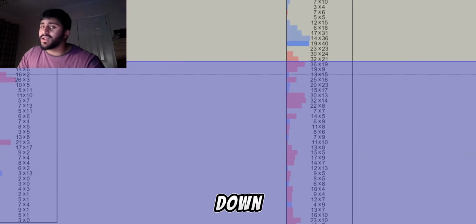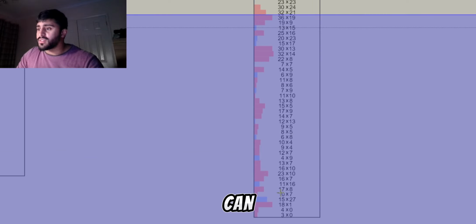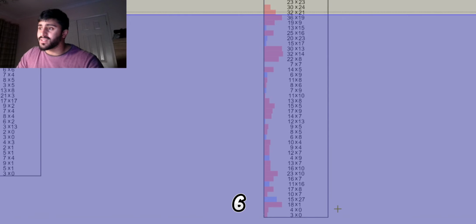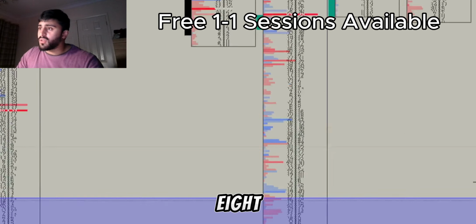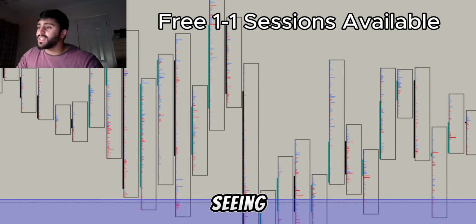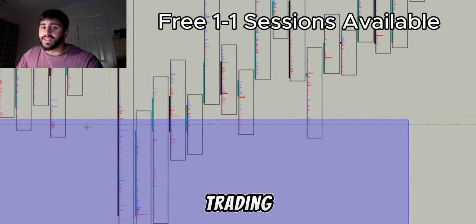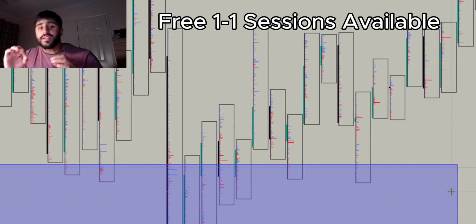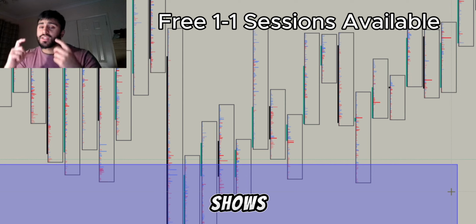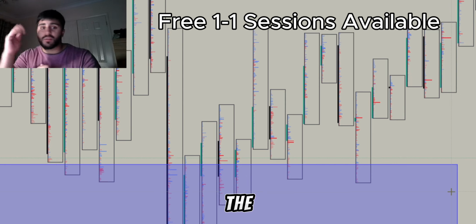Volume will dry down when the market is uninterested in those prices. So for example, over here, you can see we have some zeros at the bottom, right? You can also see we have relatively low numbers over here, 6 and 8, 5 and 8. We see small numbers where if you go over here, we begin to see a lot larger numbers, 78 for 23. What you're seeing is a decrease in the volume, right? You're seeing less market participants trading at this level. This again shows you the market is uninterested in these prices, and that then shows that there's likely to be an expansion either to the upside or the downside.